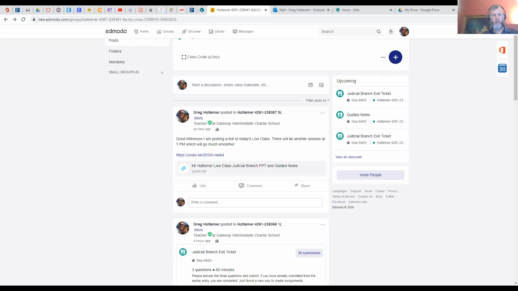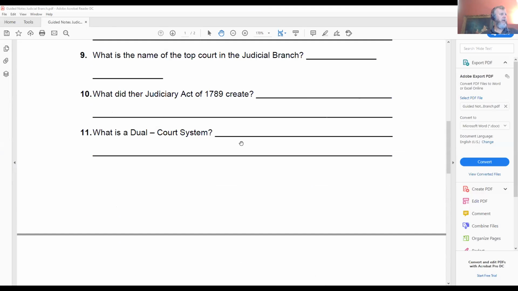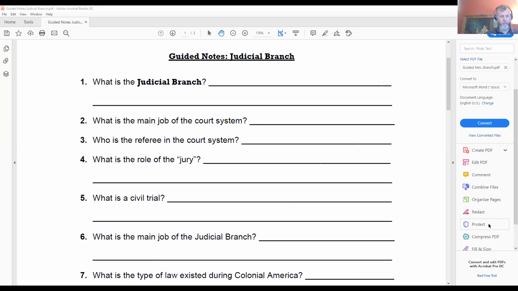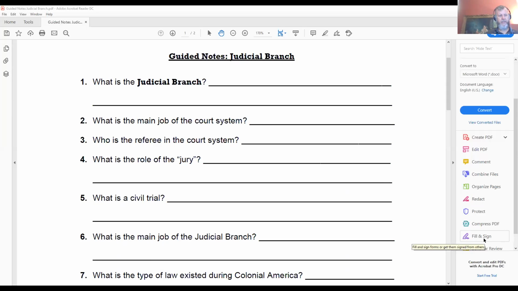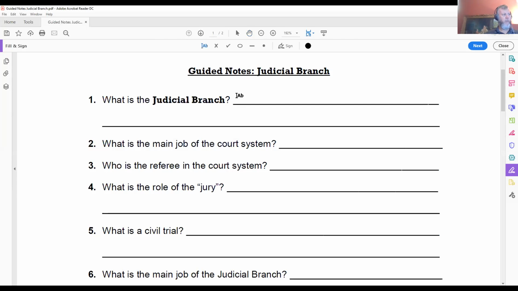So let's just say I have already downloaded. So I am going to then share with you what that page looks like. So here we go. This is the PDF guided notes for judicial branch. On the right side, once you open it up in Adobe Acrobat Reader, you have the ability to fill and sign. So I'm going to click on that. I'm going to click on the fill and sign, and now I can answer this. What it does is it puts a little tab there, and then I can type in right on that line. So this is an easy way to enter our information. So at this point, I am going to stop sharing, and I'm going to ask for any questions.